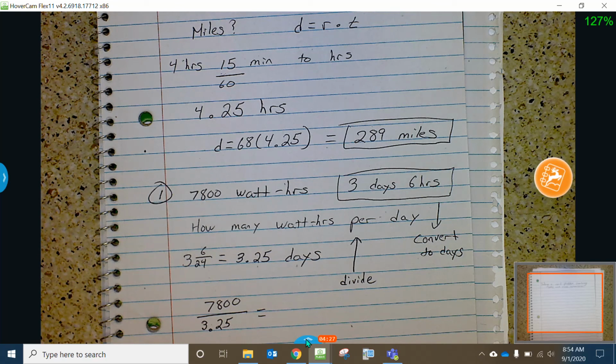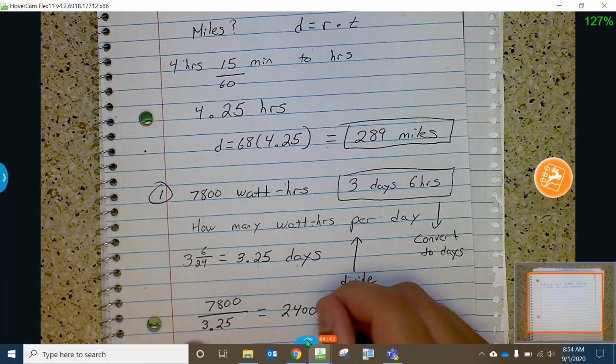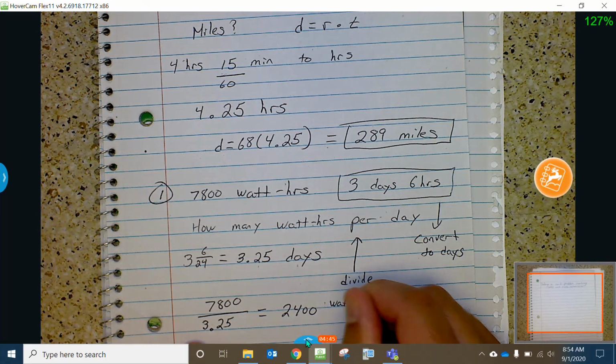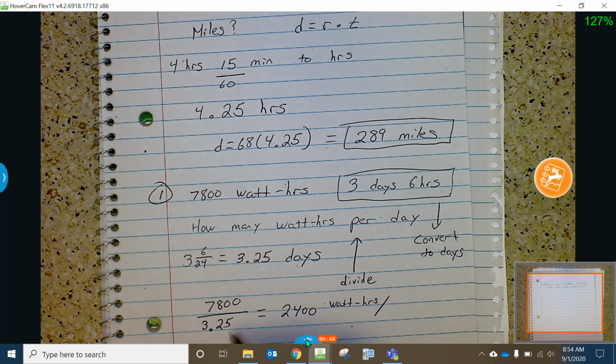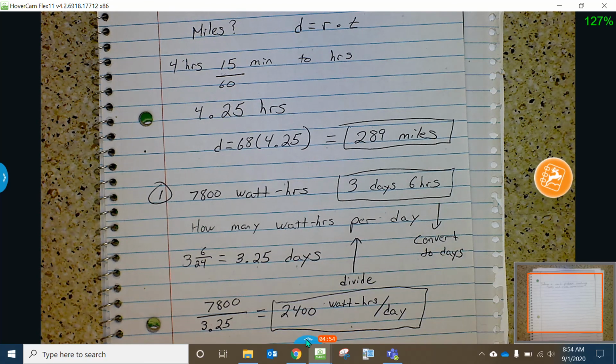Okay, so we're going to go 7,800 divided by 3.25 is 2,400. And sometimes the unit helps. On the top, this is watt hours per, and on the bottom we divided by days, so it's per day, and that's what the answer wanted. So that's a couple examples of solving a word problem involving rates and time conversion.